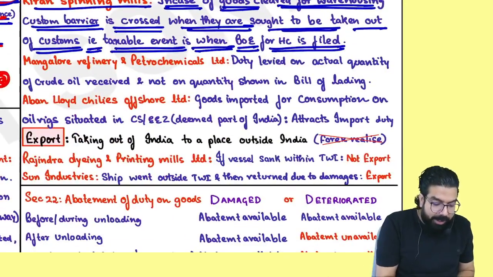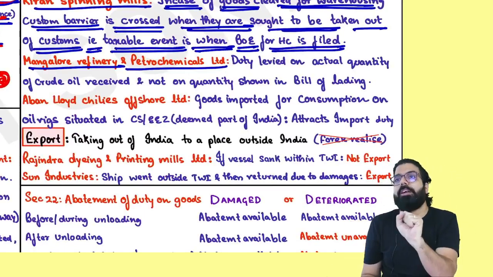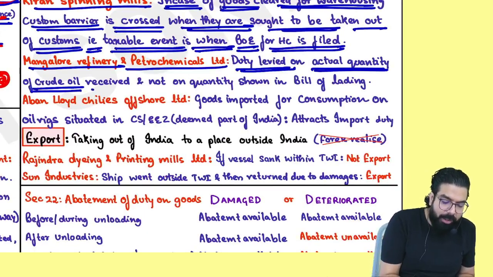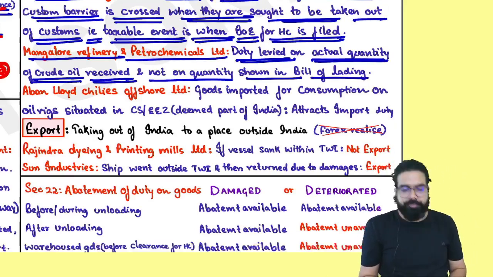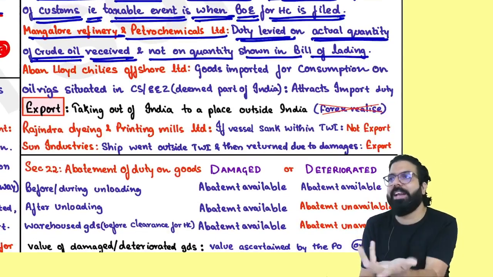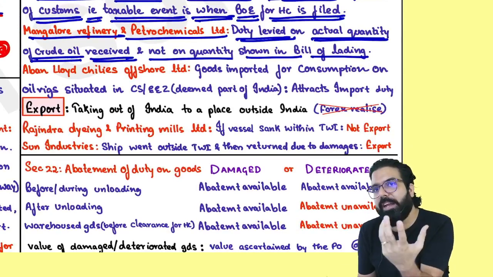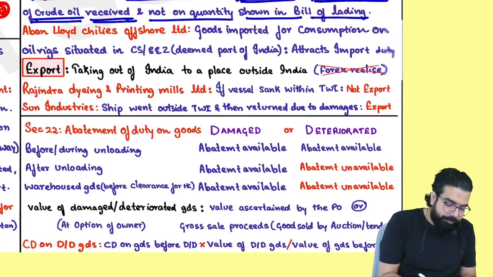Listen, everyone. In the Mangalore Refinery case, for actual import you have to pay the customs duty. Customs duty will be levied on the actual quantity of crude oil received and not on the quantity shown in the bill of lading, because import happened only of 990 liters. So when you file the bill of entry, how much was the actual quantity? 990, customs duty payable on 990.